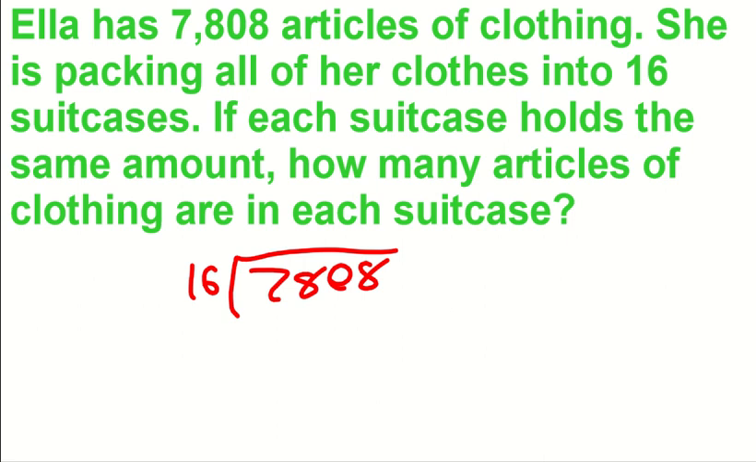Gray, what you got? 488 is correct. So I had 6 of them listed out for 16 last time. I'm not going to bother listing them out this time. But 16 doesn't go into 7. It goes into 78 4 times.